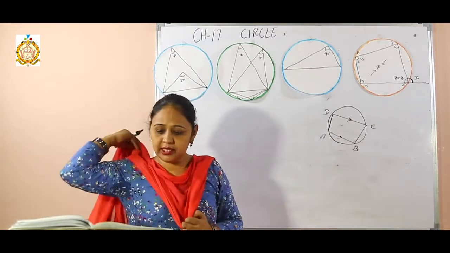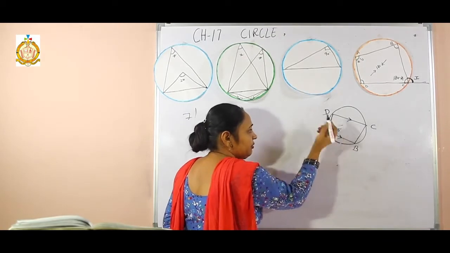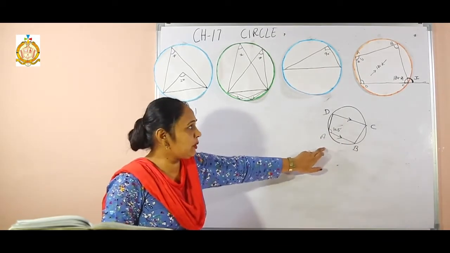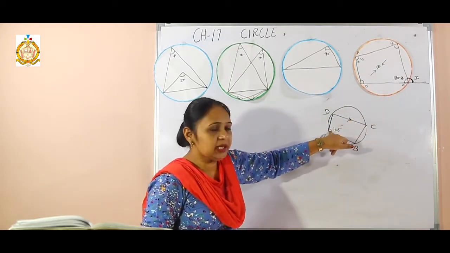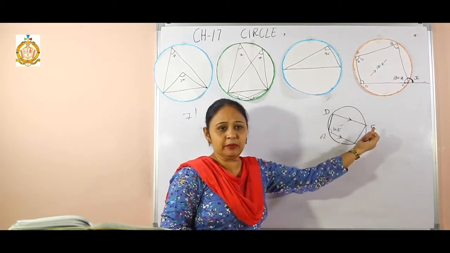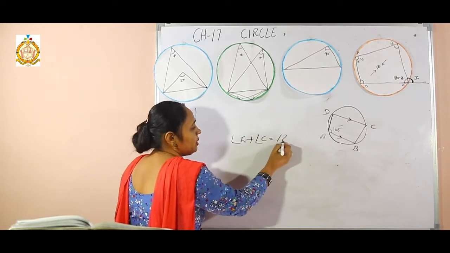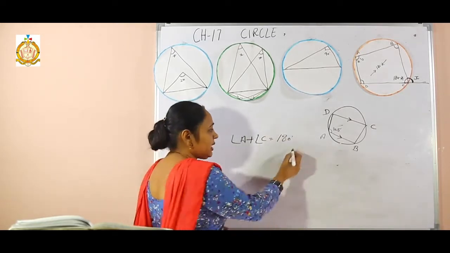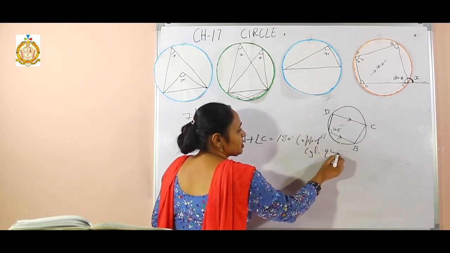Now, one angle is given, 105. This angle is given 105. That means which property we have to use? This cyclic property. Now, one angle is given, I have to find the opposite angle. What to do? Supplementary angles. That means angle A plus angle C become 180 degree. What we have to write? Opposite angles of cyclic quadrilateral.